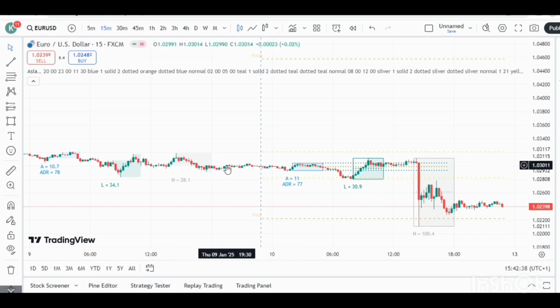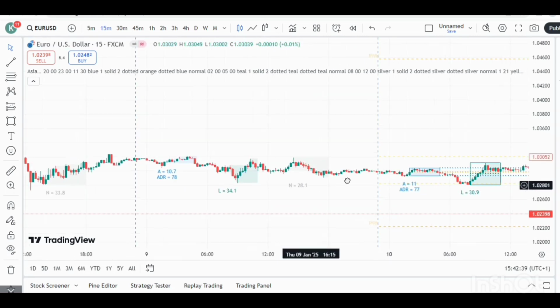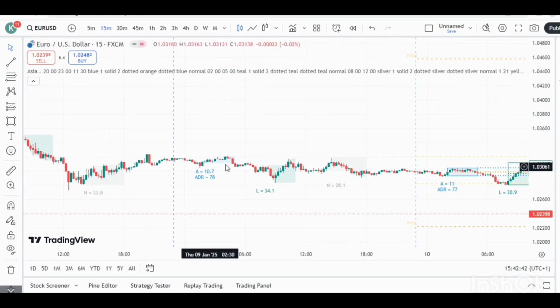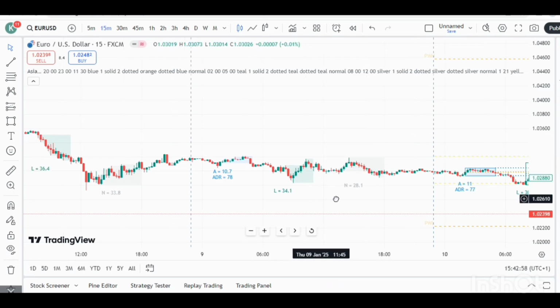On Thursday, as you can see, this is our Asian session here. It's not that visible. This is our Asian session. On Thursday, the market broke out of the Asian session. In the London session, it reverses and continues to sell during New York time.